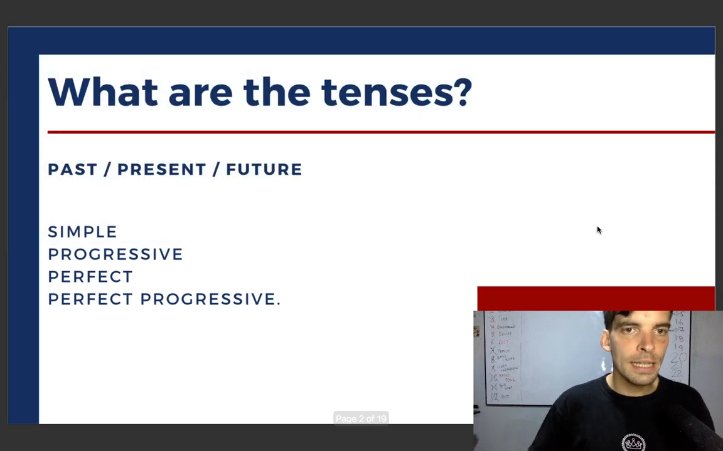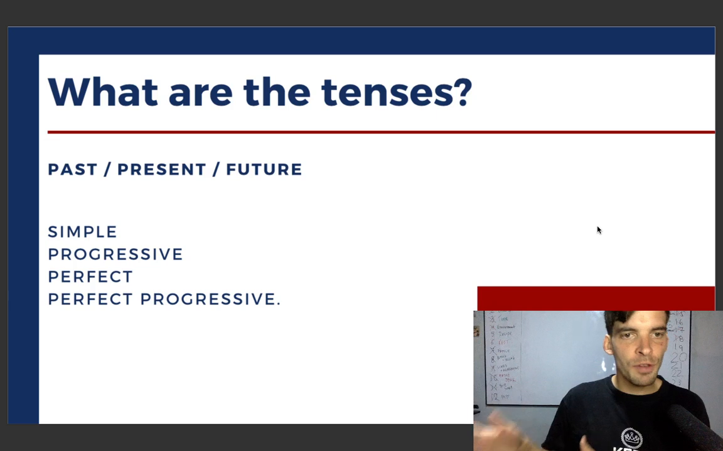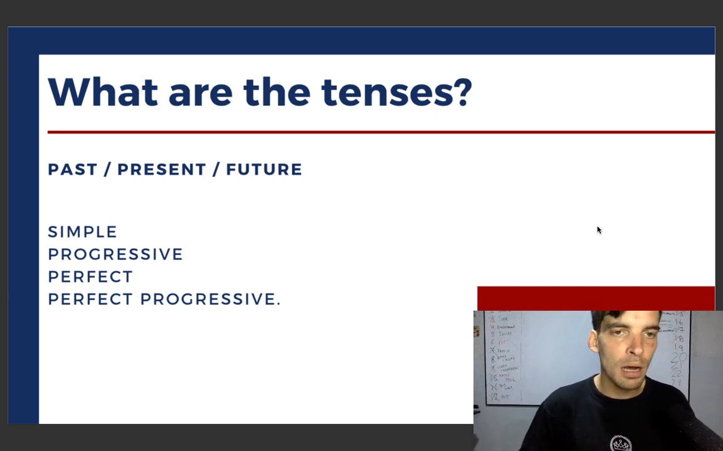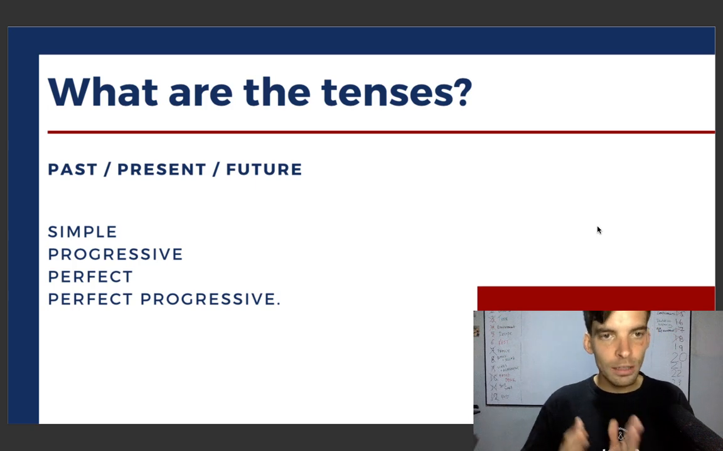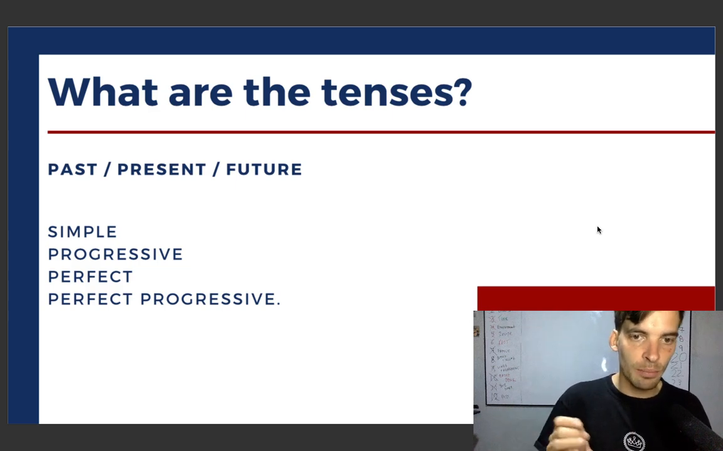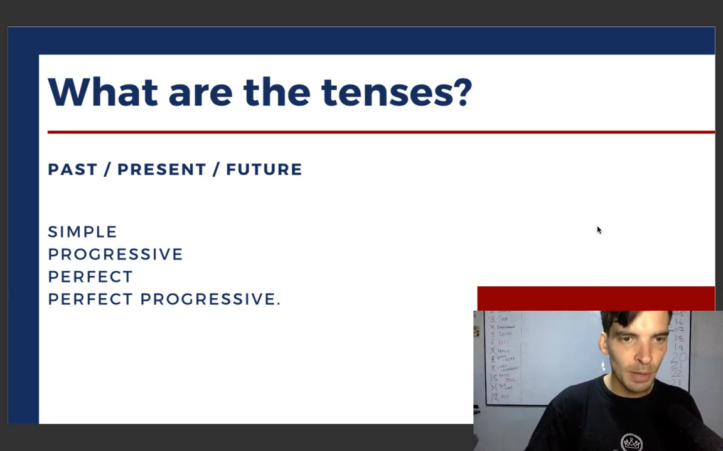So what are the tenses? Okay, the tenses are basically whatever is happening in the past, in the present, and in the future. So it's related to time. It's all about time. Past, present, future. Within those past, present, and future, we've got subtle differences of meaning. We've got the simple, the progressive, the perfect, and the perfect progressive. So the past has the past simple, the past perfect, the past progressive, and the past perfect progressive.